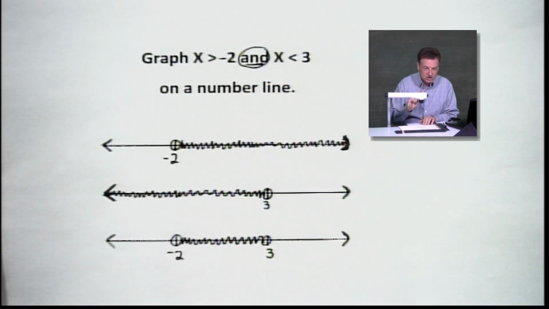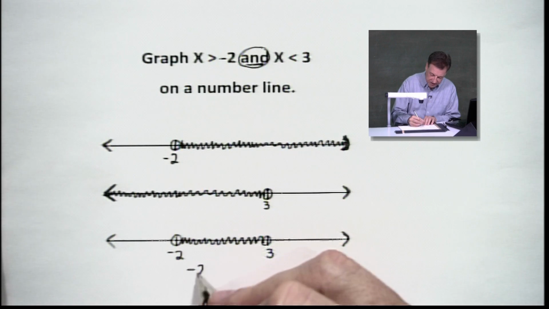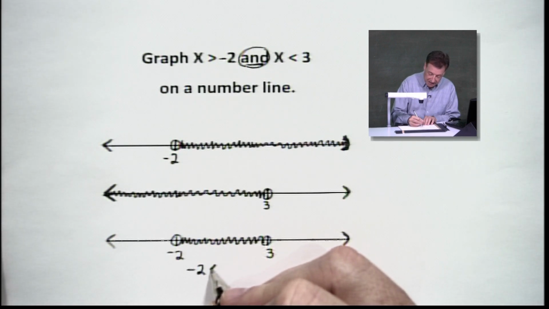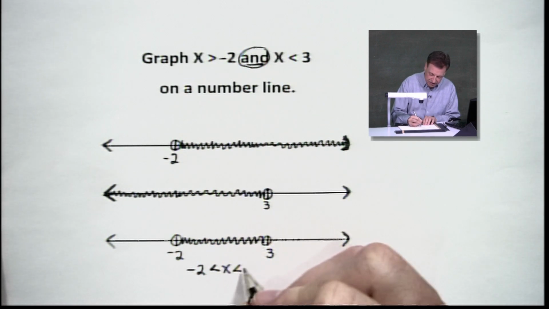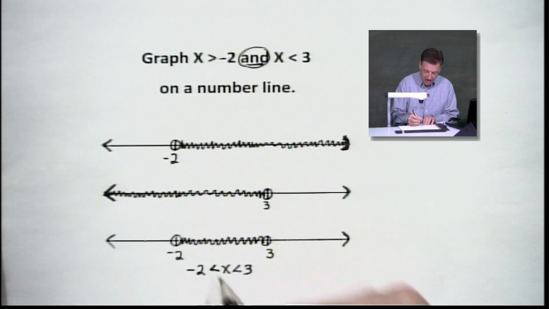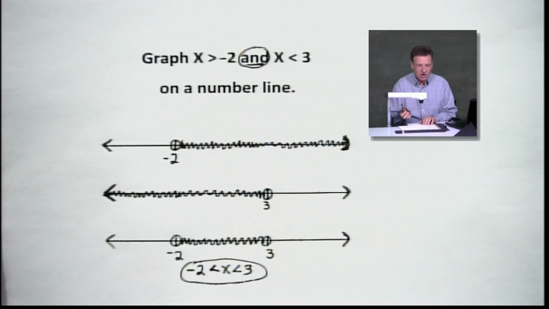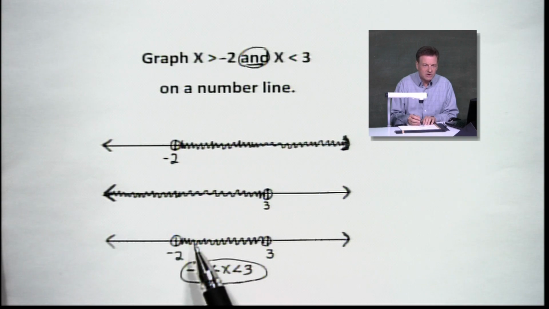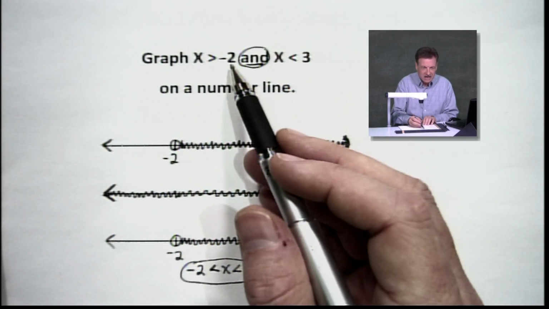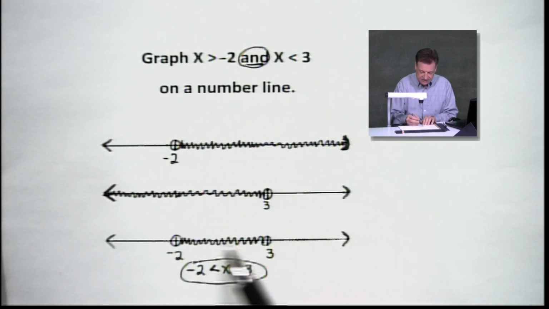And by the way, there's another way we can write that. We can write -2 less than x less than 3, all right? That's another way of saying that x lies somewhere between -2 and 3. You can check your answer very quickly using the integers. 0 is greater than -2. It's also less than 3, and it's in that shaded region.